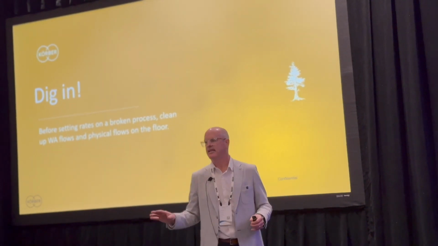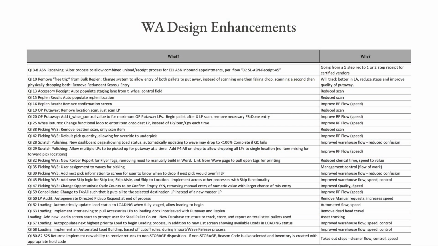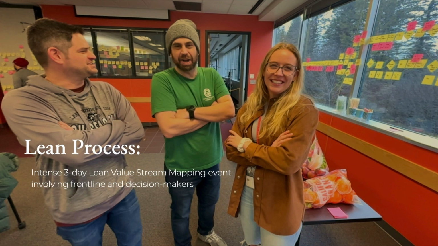But we look to get like 20 to 30% efficiency out of a process before we even put a production rate on it. So we're looking at bending, traveling, walking, redundant activities. One of the things that we do is we come in with our WA expert. This is an actual customer. This was part of a 3-day lean event, and we identified 40 process flows in WA that could be quickly modified to drive process flow gains. We got a 50% gain.